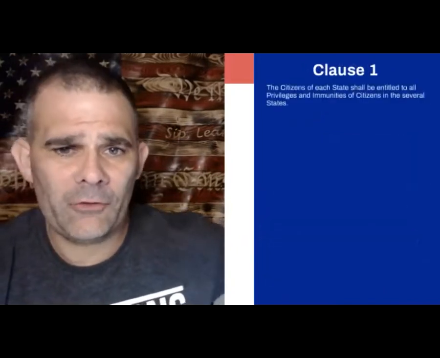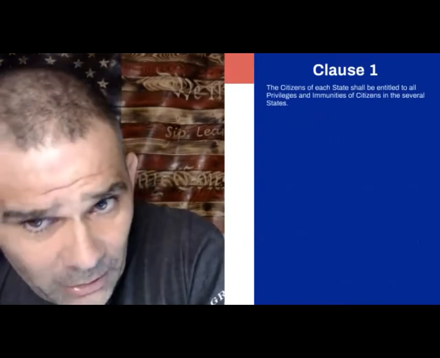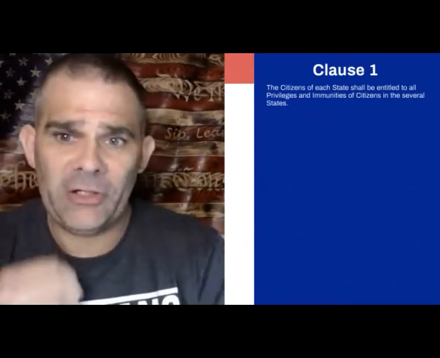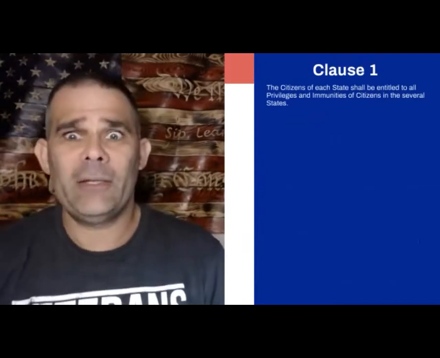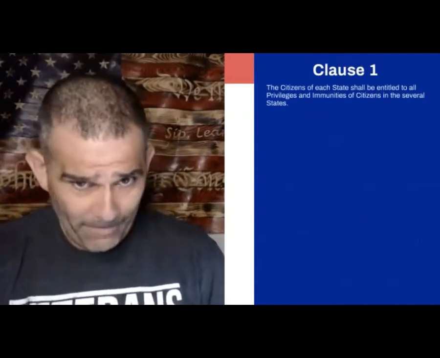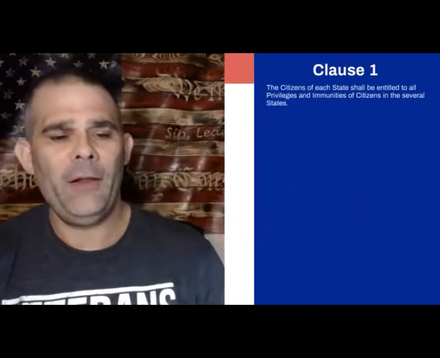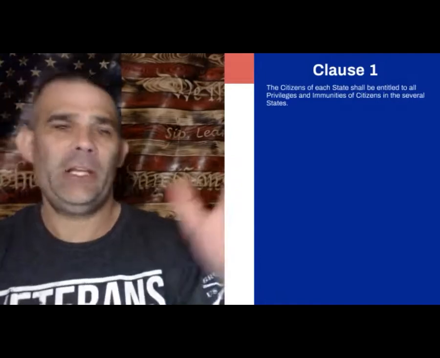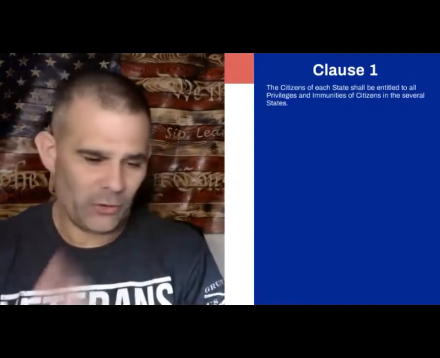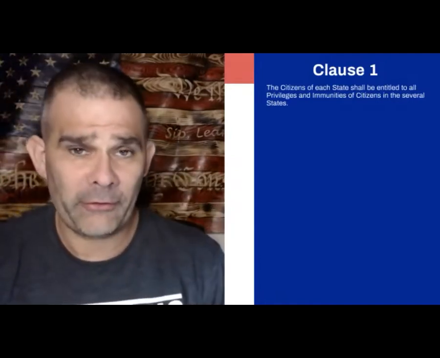So when we get into clause 1, which is citizens of each state shall be entitled to all privileges and immunities of citizens in the several states. Now you read this and some of you guys are probably thinking, well, didn't we just talk about this? But what was in section 1 was protecting you from things that happened in your state when you went into other states. You were still given those protections, those immunities, going into another state.